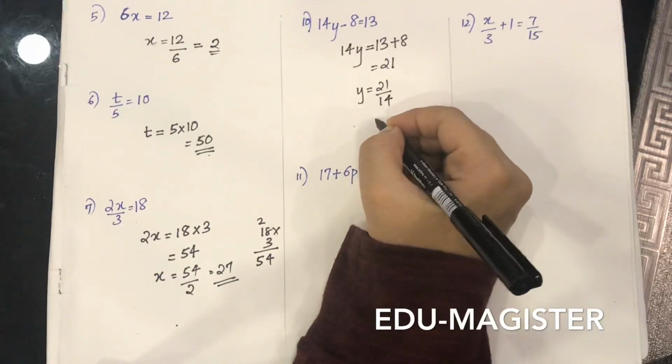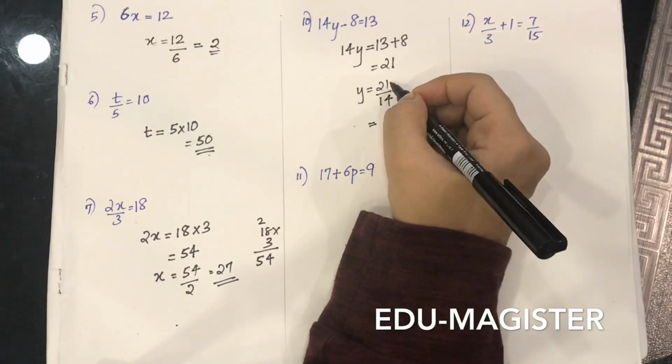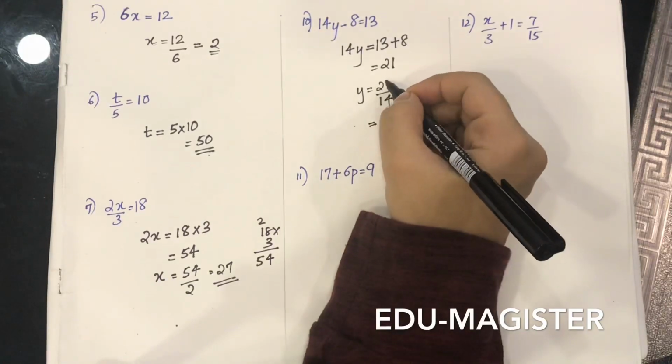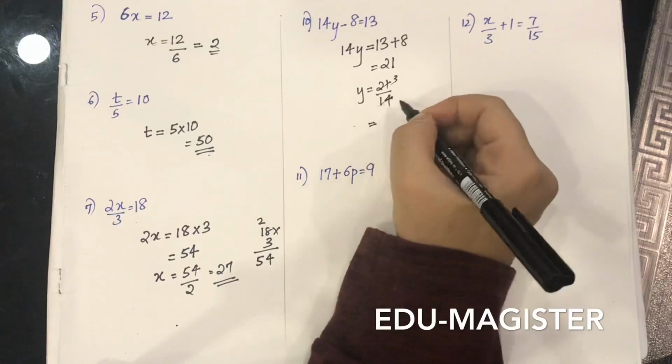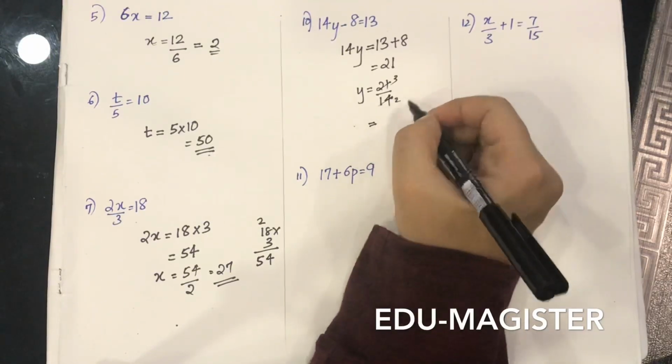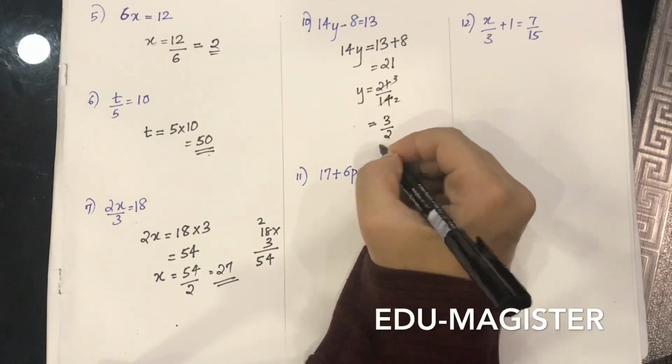So what is 21 by 14? In 21 there are 3 sevens. So when you divide 21 by 7, you get the answer 3. And when you divide 14 by 7, you get the answer 2. So y is equal to 3 by 2.